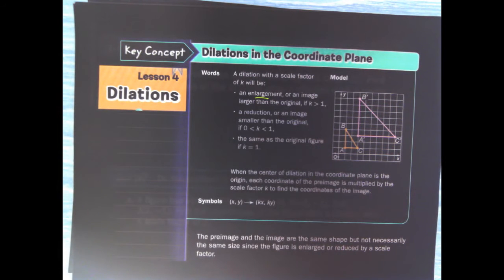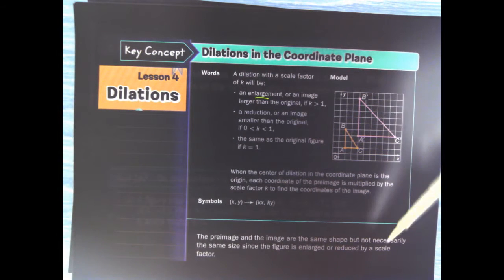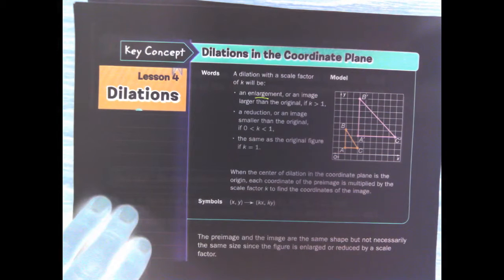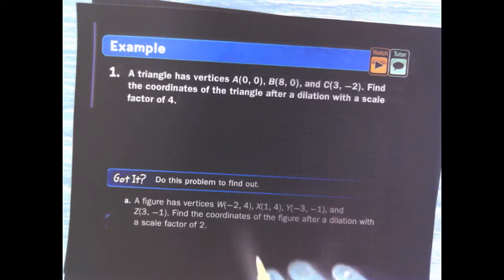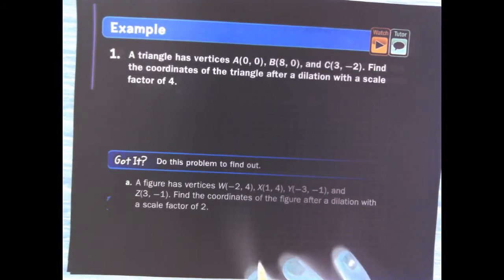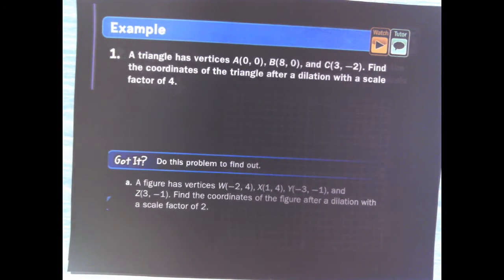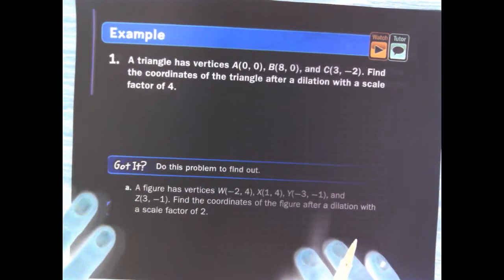So the pre-image and the image are the same shape, but not necessarily the same size, since the figure is enlarged or reduced by a scale factor, and we kind of talked about that already. So, take a look here at example number 1. It says a triangle has vertices A, B, and C. Find the coordinates of the triangle after a dilation with a scale factor of 4.